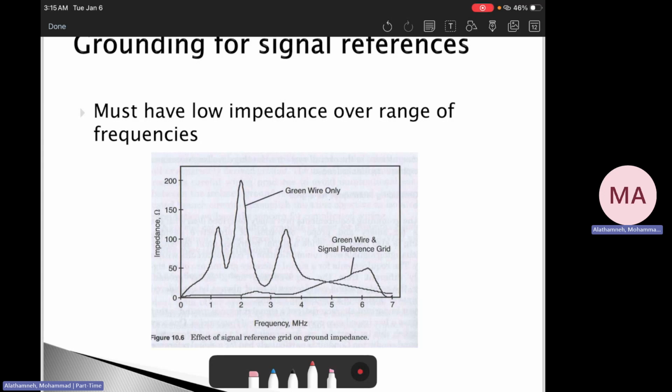Look at the graph. For example, the green wire is only ground, and the ground wire has high impedance, peaking in the megahertz range, which means poor performance for small signals. When you add a small signal reference grid like a mesh bonding network, you lower your impedance across a wide band. In buildings with lots of variable frequency drives, inverters, UPS systems, you have switching frequencies and fast edges that create high frequency noise. If grounding is long and thin, the noise cannot return cleanly, it spreads and causes interference. So for signal grounding, we want low impedance across frequency, not just low resistance.